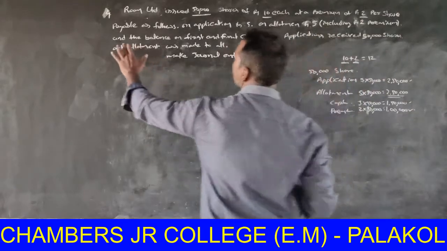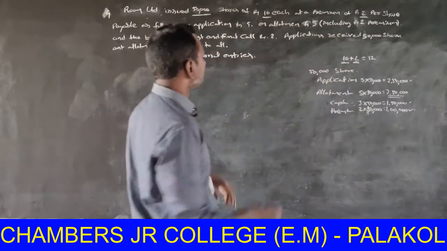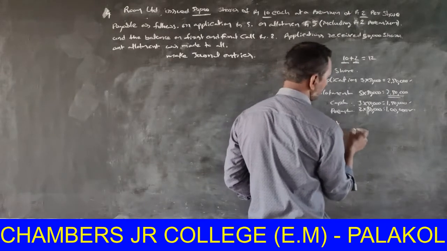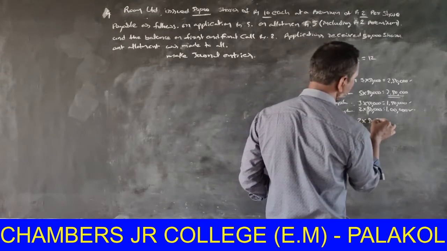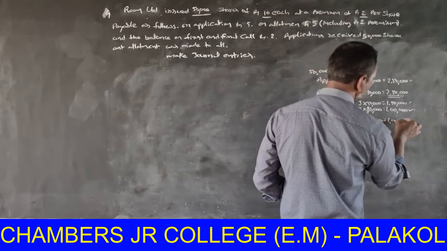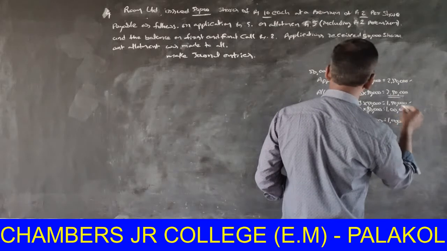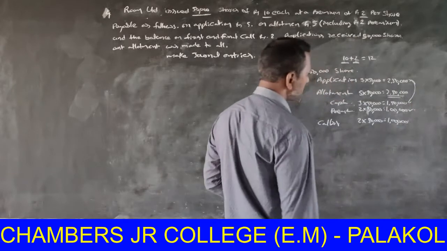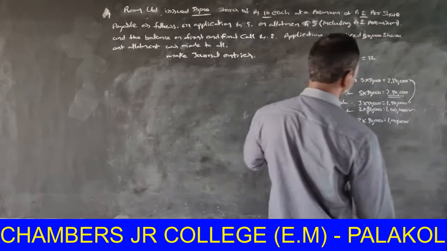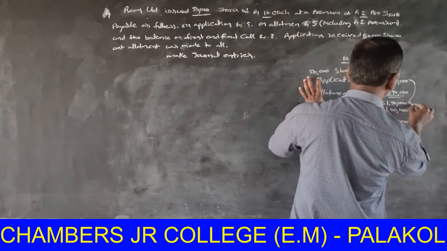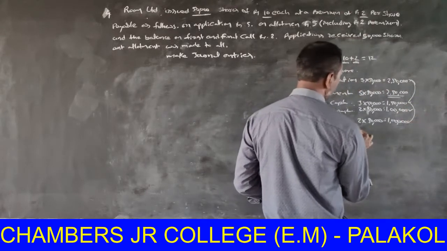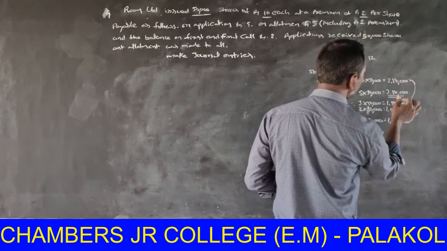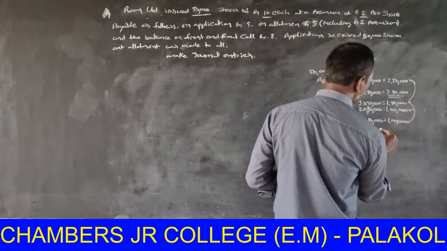And the balance on first and final call, that is 2 rupees on calls. 2 rupees into 50,000 shares, that is 1 lakh. Here the capital of the company is 2 lakh 50,000 plus 1 lakh 50,000 plus 1 lakh, that is 5 lakhs.